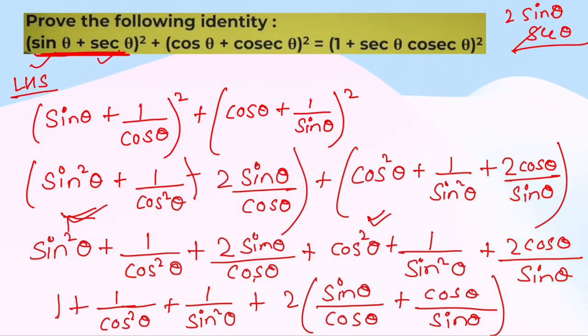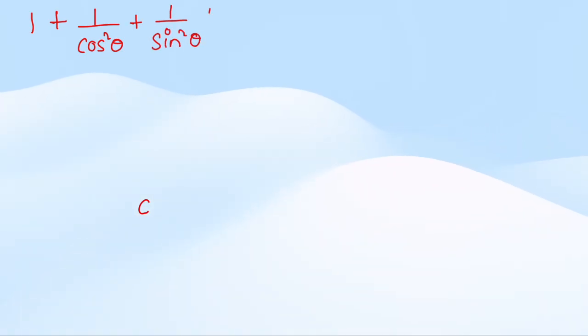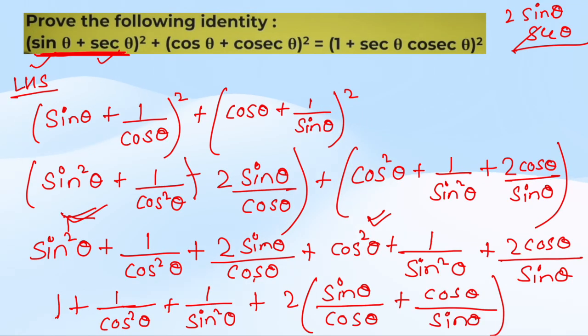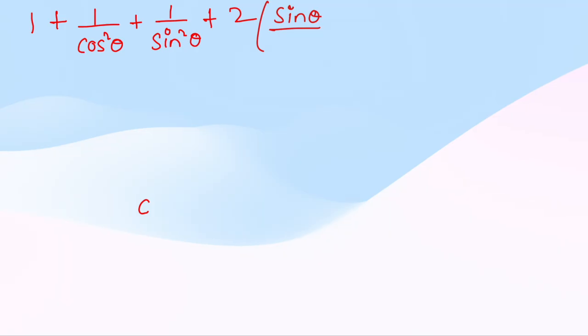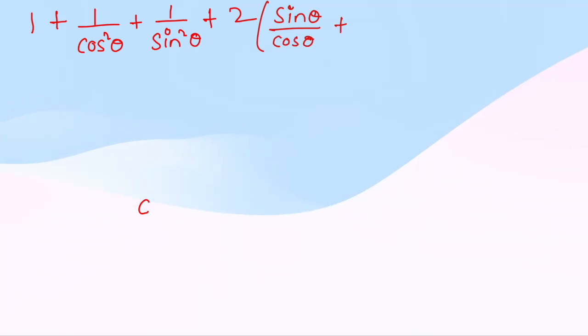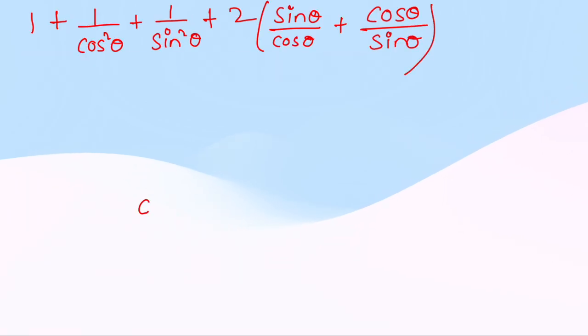1 will remain the same. We can take the LCM of these two terms, right? So we have 1 plus 1 by cos square theta plus 1 by sine square theta plus 2 times of sine theta by cos theta and cos theta by sine theta, right? Let's try to convert them into the form now.